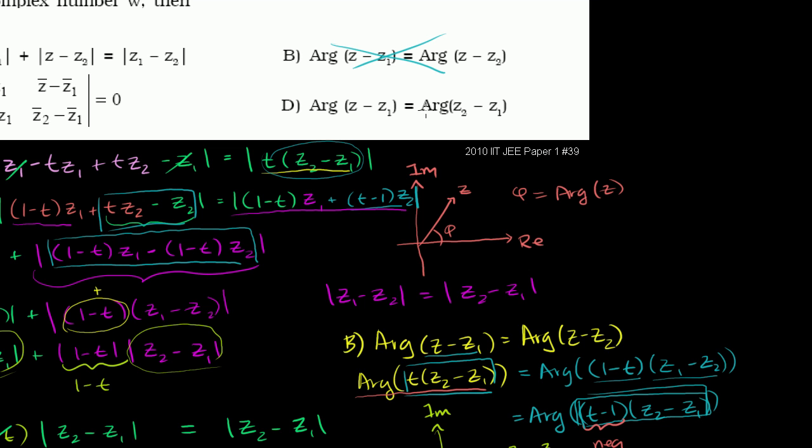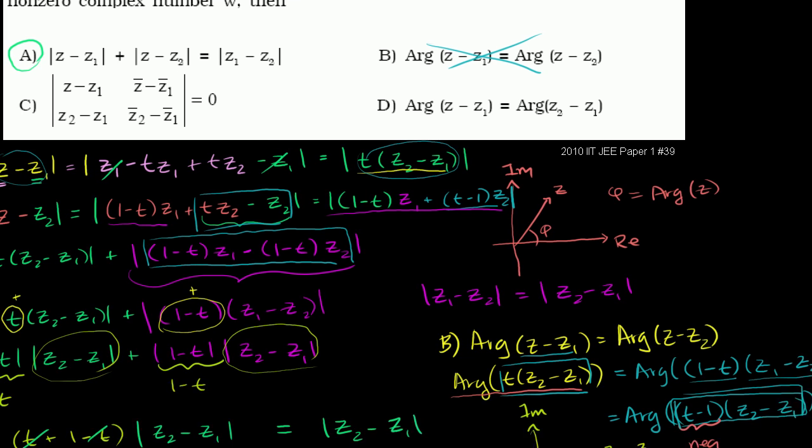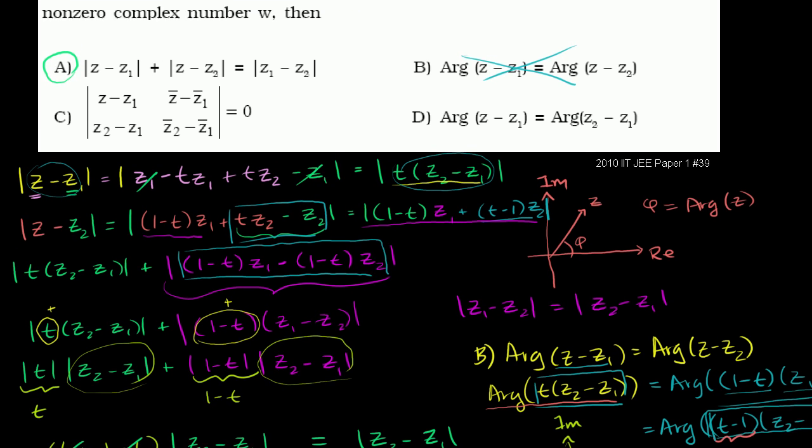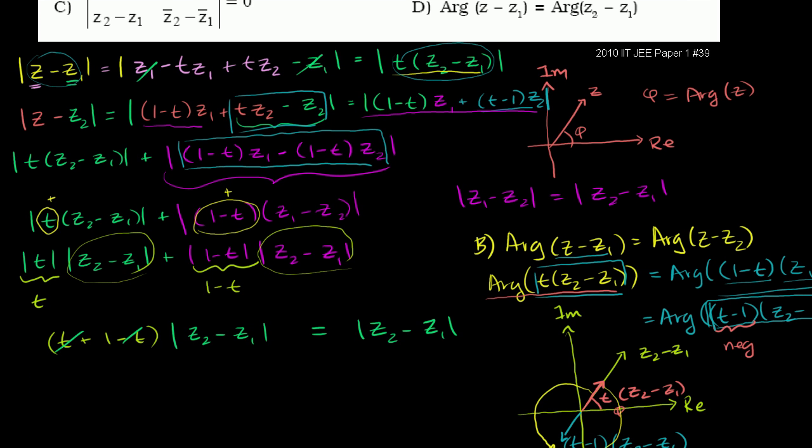But now that we're in this mode, let's see if we can tackle choice D, because it looks very similar. And then I'll probably do choice C in the next video, because I don't want to spend too much time in each video. So what is choice D telling us? Let me write it down here. Choice D is telling us, so we have to see if it's true, that the argument of z minus z1 is equal to the argument of z2 minus z1.